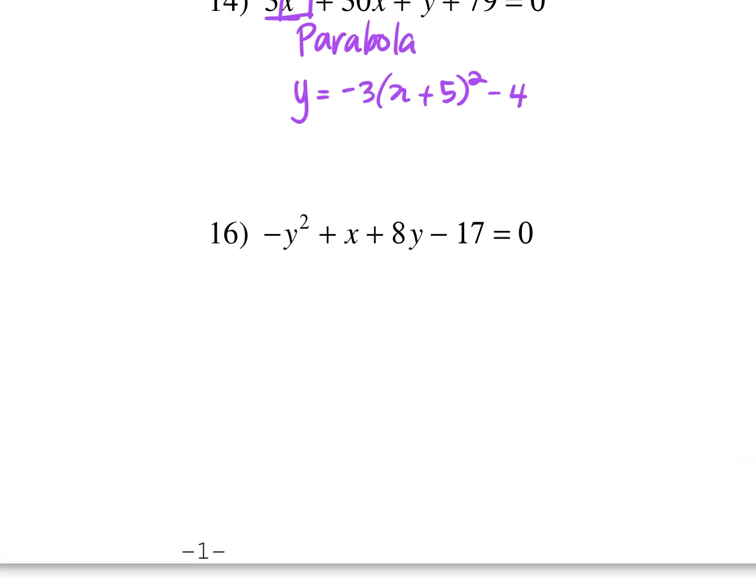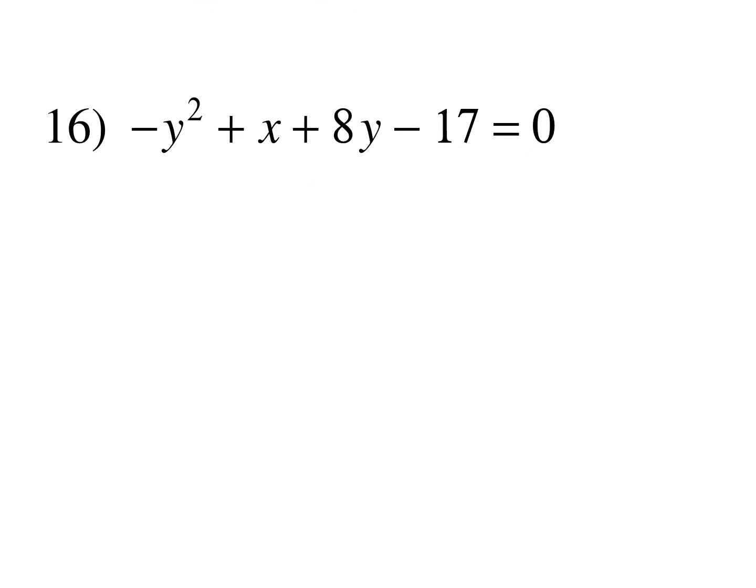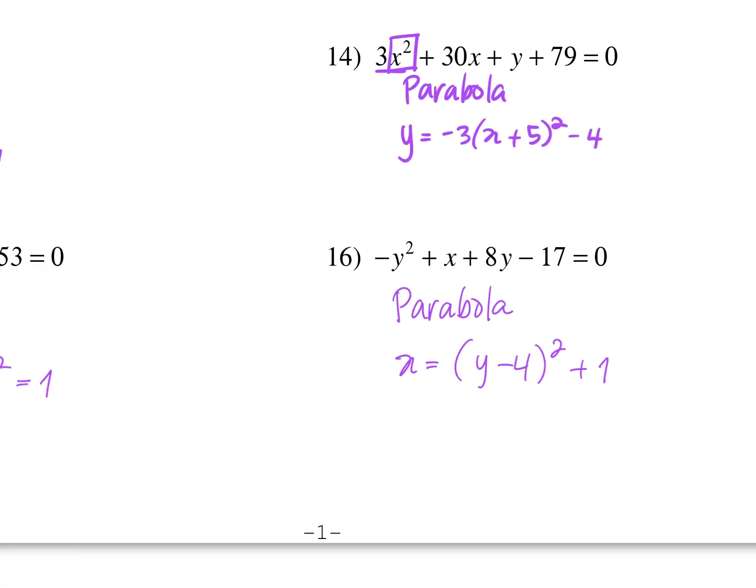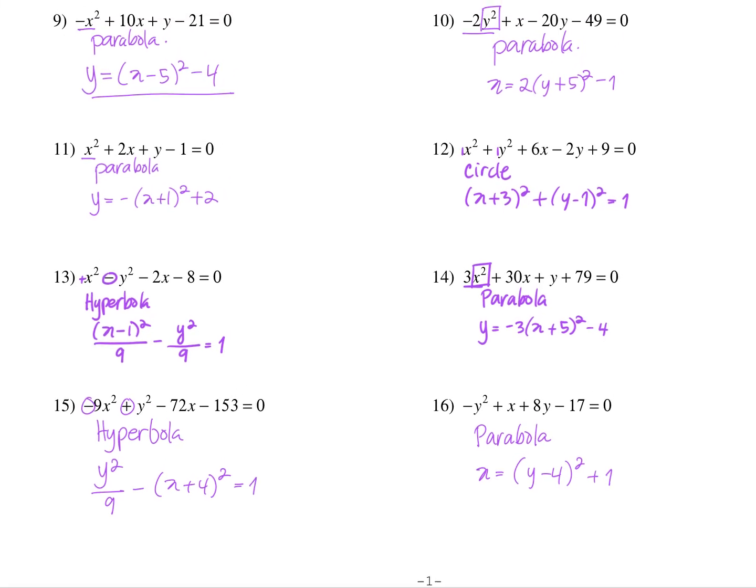Okay, number 16. In number 16, I can only see one being squared, and that's the y. So this is going to give me again a parabola. So this is going to give us the equation of x is equal to (y minus 4) squared plus 1. Okay, so pretty much that's all.